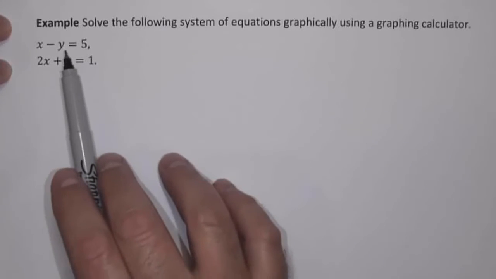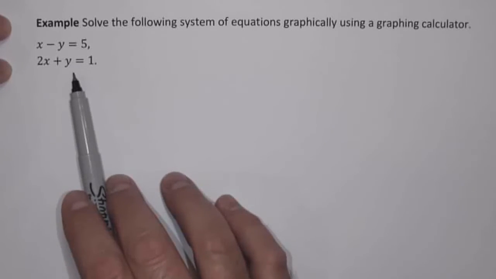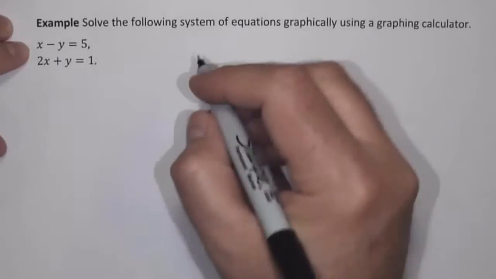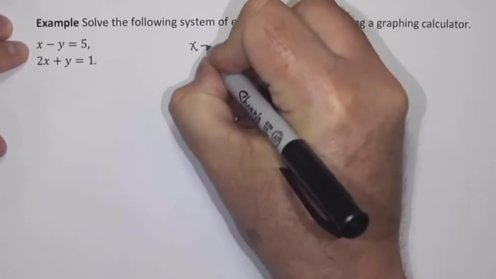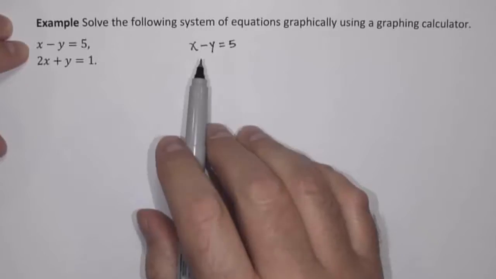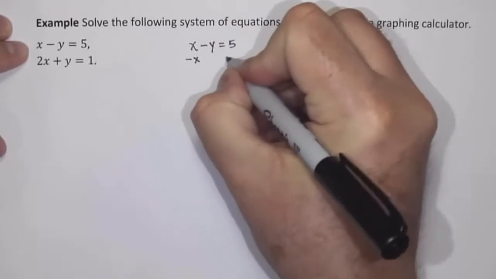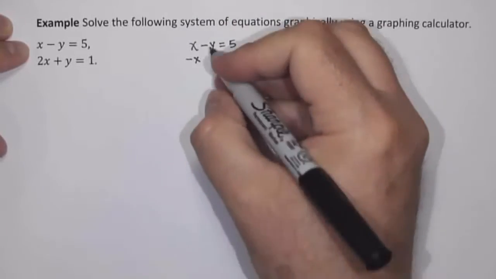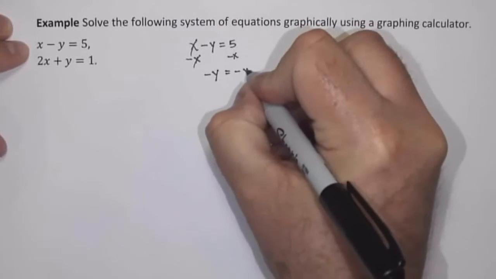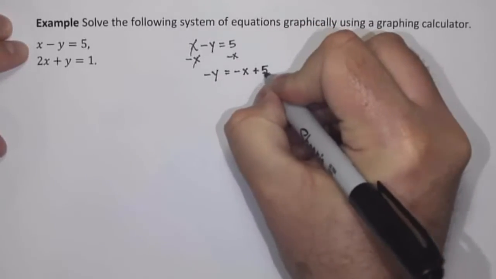Now, in order to be able to graph these two lines on the graphing calculator, we have to solve the equations for y. So let's do that first. If we look at our first equation, x minus y equals 5, I want to solve for y. So we're going to subtract x from both sides of this equation. If we do that, we're going to get negative y equals negative x plus 5.